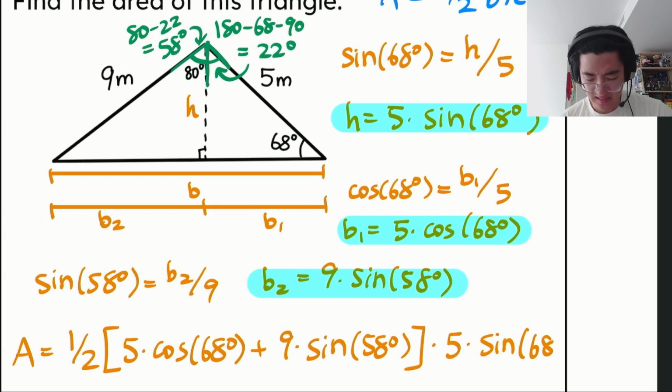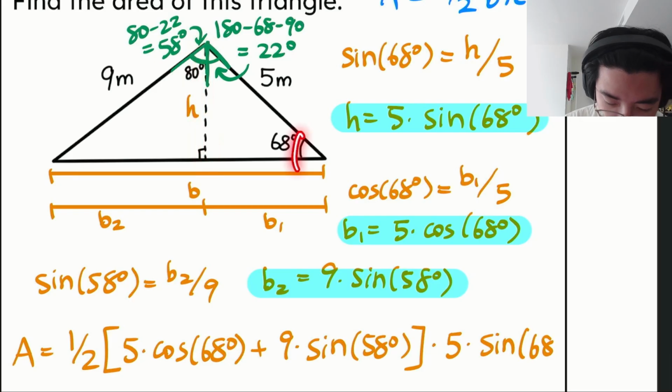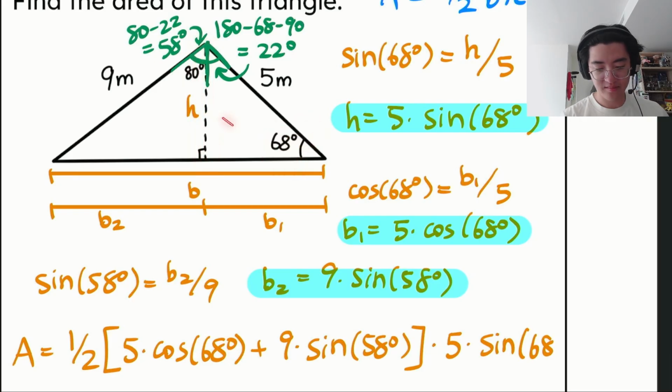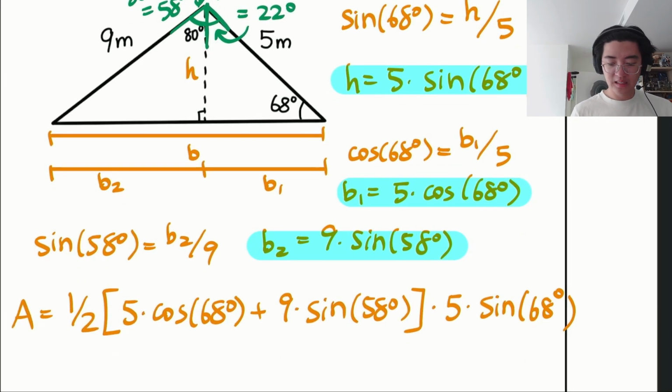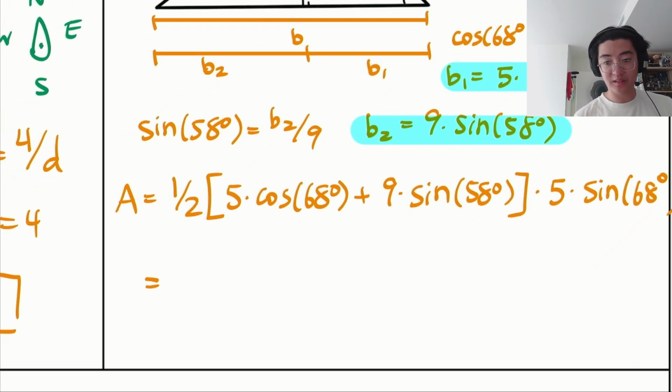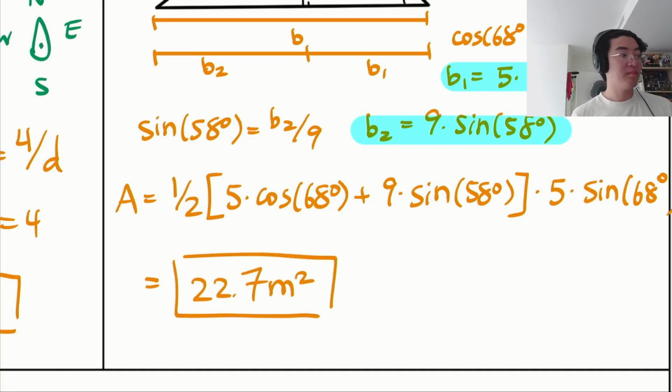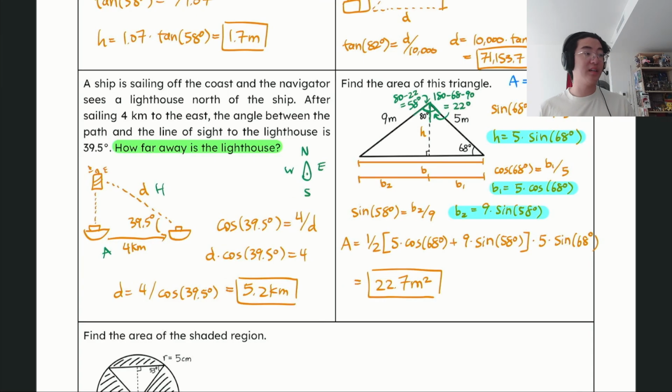Hold on a second, is that sine? I feel like it's not sine, is it? Oh no, there is sine, sorry. I was looking at the wrong, yeah, 68. Okay. And when we multiply all that out, we get 22.7. So once again, just be careful here. We want to make sure that we save all the value until the end.